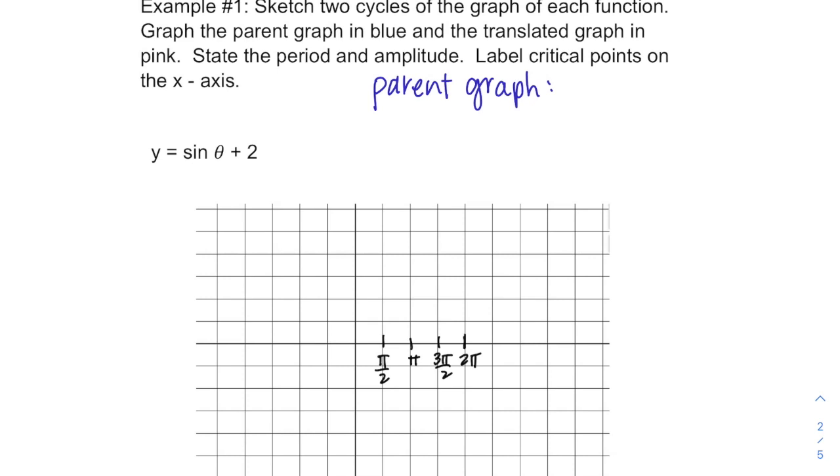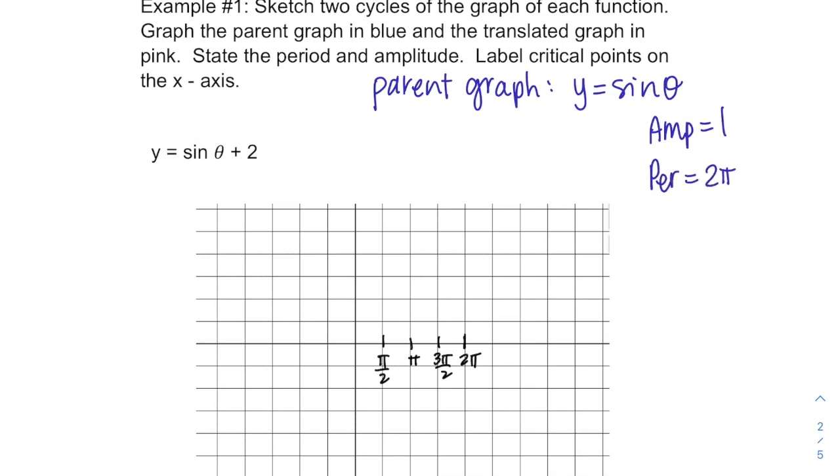The parent graph is talking about the function without any addition subtraction in it. So in this question, our parent function is y equals sine theta. The plus 2 is our translation. Now y equals sine theta has no amplitude change, it has no period change. So the amplitude is going to be the usual 1, and the period is going to be 2 pi.